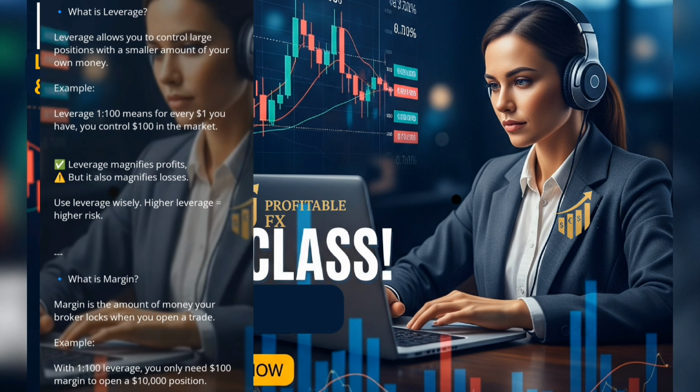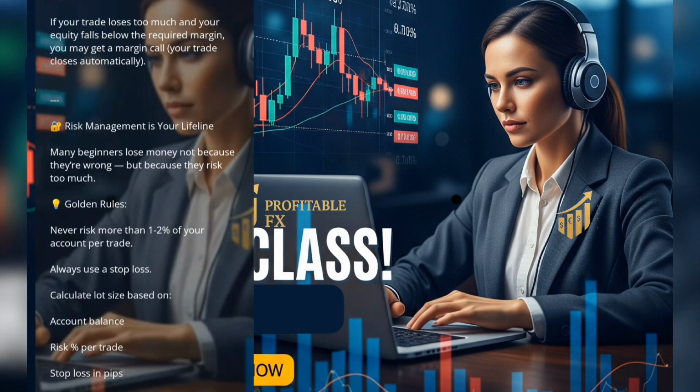Leverage magnifies profits, but it also magnifies losses. Use leverage wisely. Higher leverage equals higher risk. What is margin? Margin is the amount of money your broker locks when you open a trade. Example: with 1 to 100 leverage, you only need $100 margin to open a $10,000 position. If your trade loses too much and your equity falls below the required margin, you may get a margin call. Your trade closes automatically.